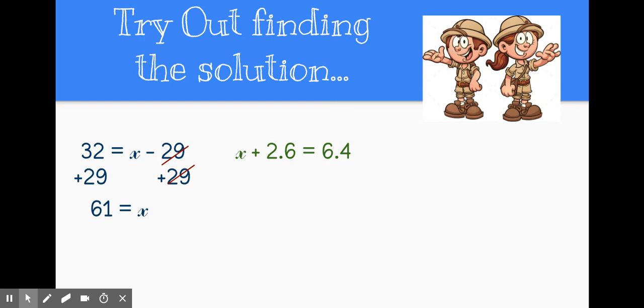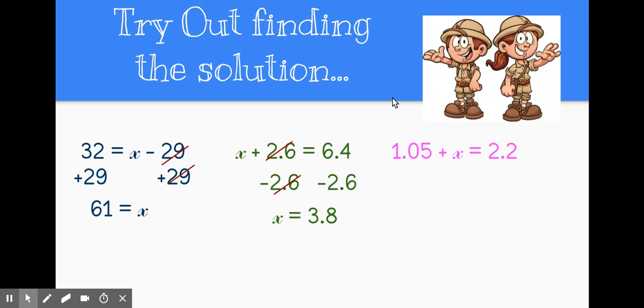Now I would like you to use the equation x plus 2.6 equals 6.4 and find the solution for x that makes the equation true. Hopefully you added or subtracted 2.6 from both sides of your equation, canceling out plus 2.6 and minus 2.6 to make x equaling 3.8 for your solution.